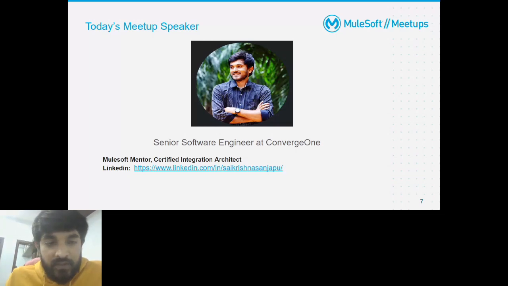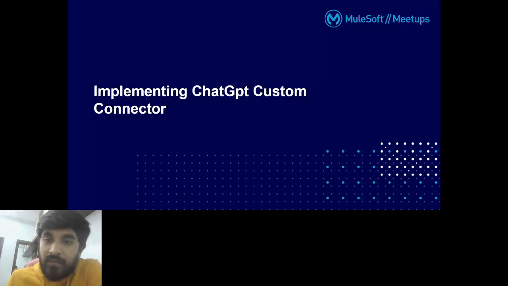Today's topic we will divide into three parts. First, we'll see what ChatGPT and the OpenAI API are. Then the second part will cover how to build our own custom XML SDK connector. We are developing with XML SDK, but it's your choice, you can go with Java SDK or XML SDK. I'll showcase the steps of how to develop it and how to do the operations.